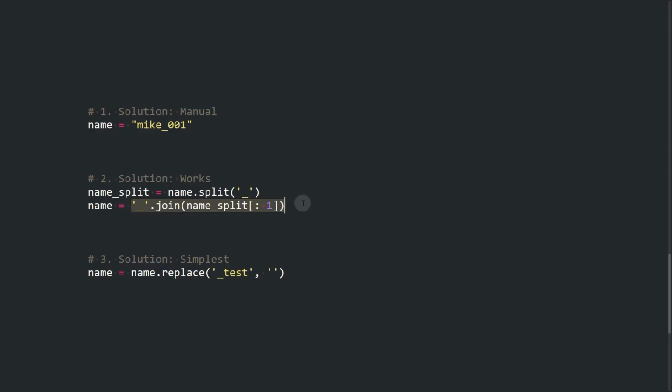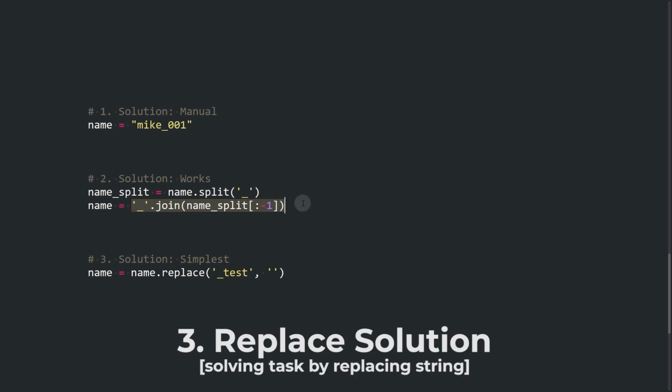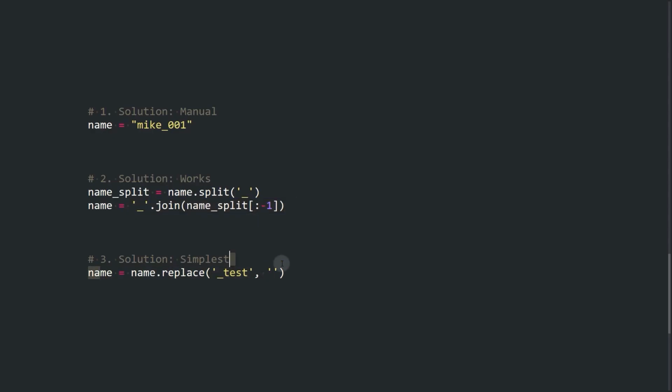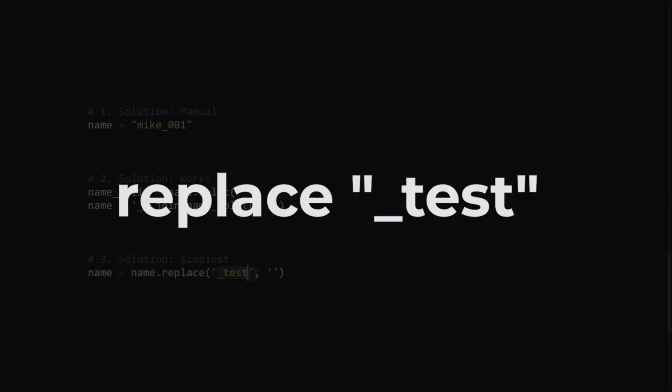Perfect. There's actually even a simpler solution, and the solution is replace. Because we know exactly what we want. So we have _test and we don't want anything instead. So why not replace _test with nothing? And this way, first, we only have one line instead of 2. And also, it's easier to understand because you can literally say replace _test with nothing. It's much more readable and easier to digest.